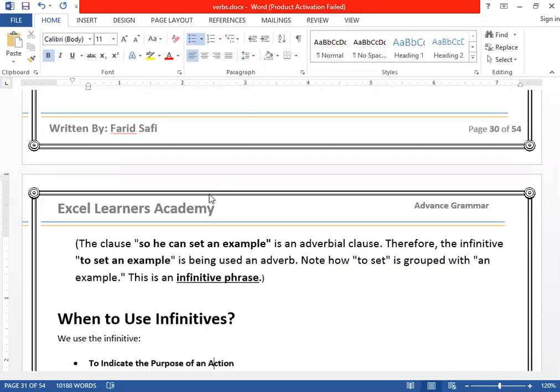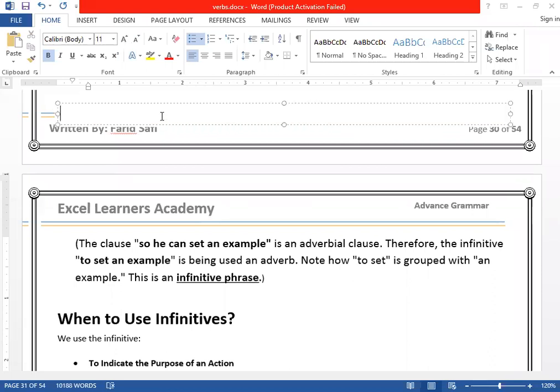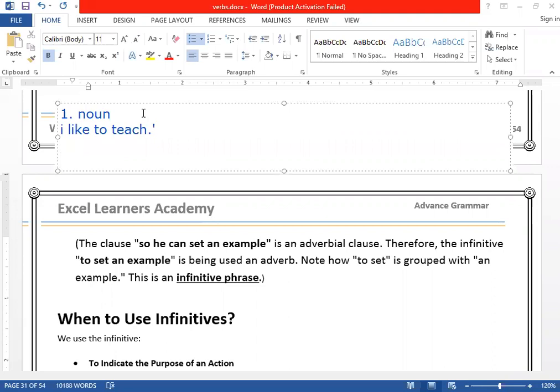Let me explain it clearly. An infinitive can be used to function as a noun. Clear? Number 1, it can function as a noun. How? For example, I like what? To teach. I like to teach. I like what? To teach. To teach is a noun because it's a direct object. That's the noun function. Number 2, the infinitive can also function as an adjective.